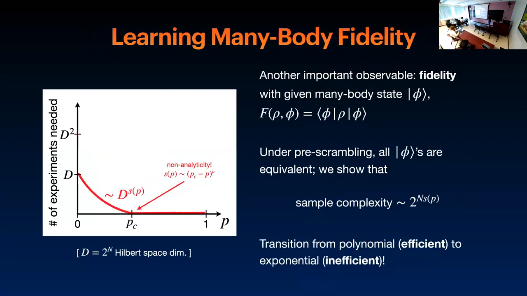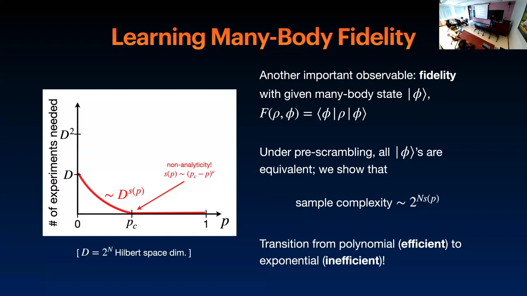But if you look at learning many body fidelity, which is another very important observable, so the expectation of our known role on some known quantum state side that we can decide, often an important quantity to measure. Now this has the same behavior, but it goes from sort of constant or sub-exponential to abruptly exponential in N, which reflects that exponential suppression of the information per measurement. Okay. So now we have a true transition from polynomial to exponential size. You can think of this efficient transition.